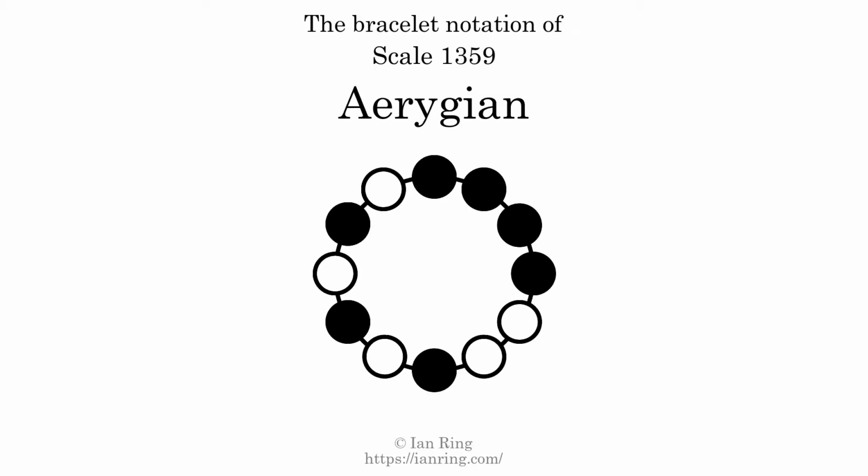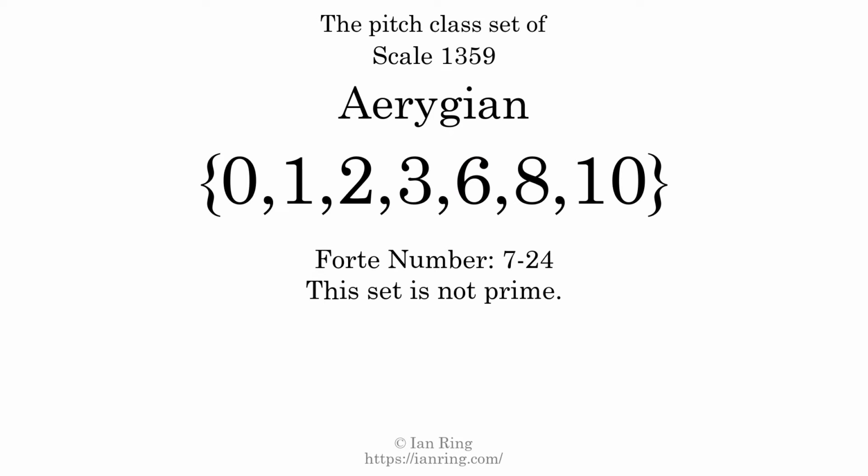This is a bracelet notation diagram of scale 1359. The shaded circles represent tones that appear in the scale, and they are read clockwise, starting at the top. The pitch class set for this scale is 0, 1, 2, 3, 6, 8, 10. The fault class is 724. This set is not prime.